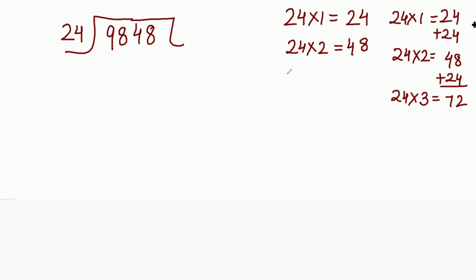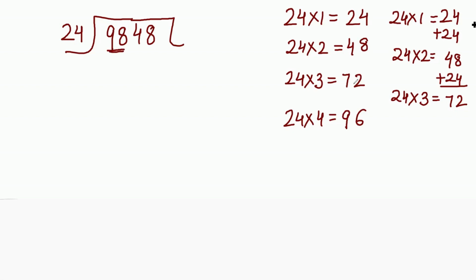Or you can multiply the numbers with 1, 2, 3, 4 to get the table. So for example, I'll do it till 4. I'll get 96.